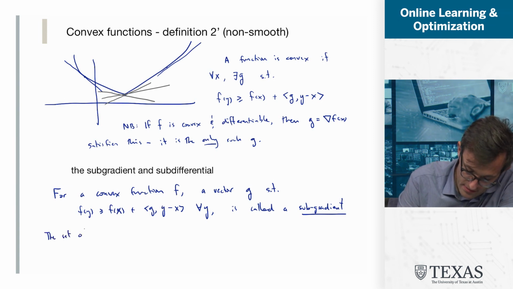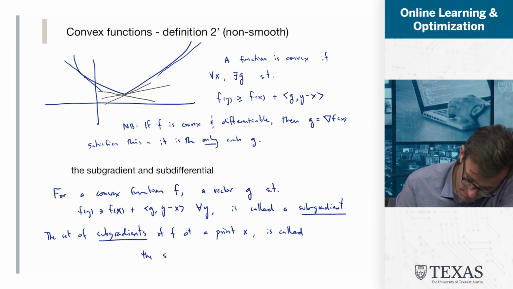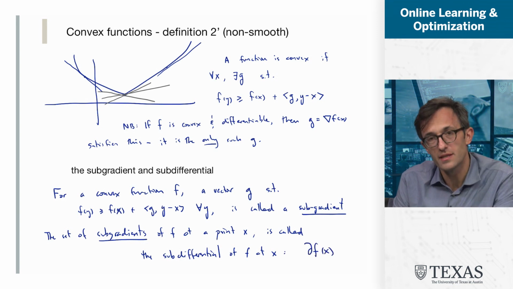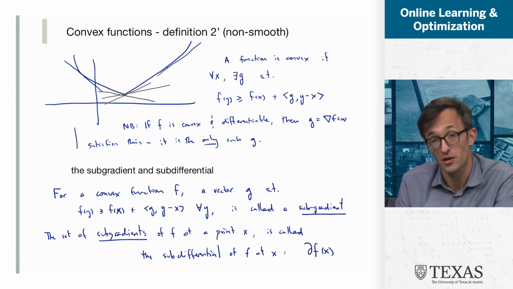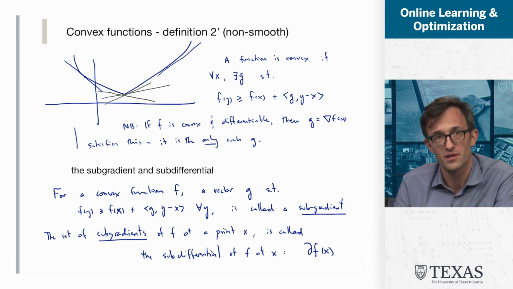The set of subgradients of f at a point x is called the subdifferential of f at x. And it's denoted by this. So this is, in general, a set. If our function is smooth, what this note says is that there is one and only one point in the subdifferential, and that is the gradient. So this is just a way to generalize our definition 2 and generalize this definition of the gradient.